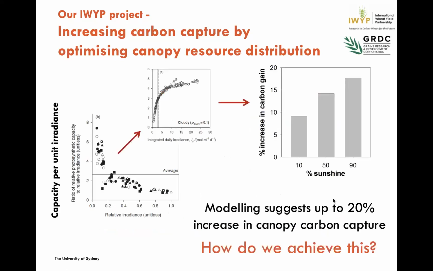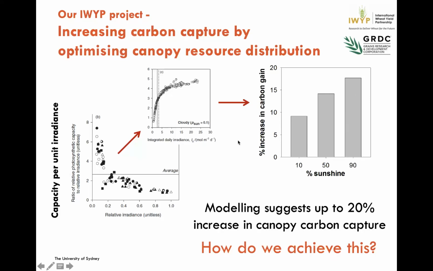And really what this means, if we could shift from this really suboptimal distribution of resources to this nice optimal distribution, then we could get increases of about 20% in daily carbon gain. And this percentage sunshine, so direct sunlight penetrates less into the canopy, whereas more diffuse light penetrates deeper into the canopy. So that's why we would see a larger increase if we had more direct sunlight than diffuse. But regardless, across the board, we would get increases in carbon capture.